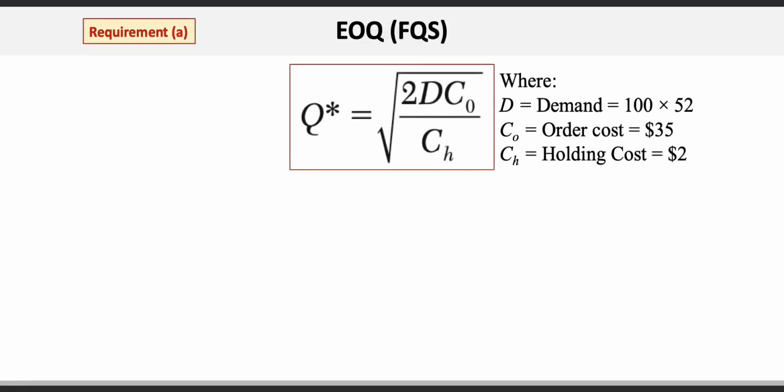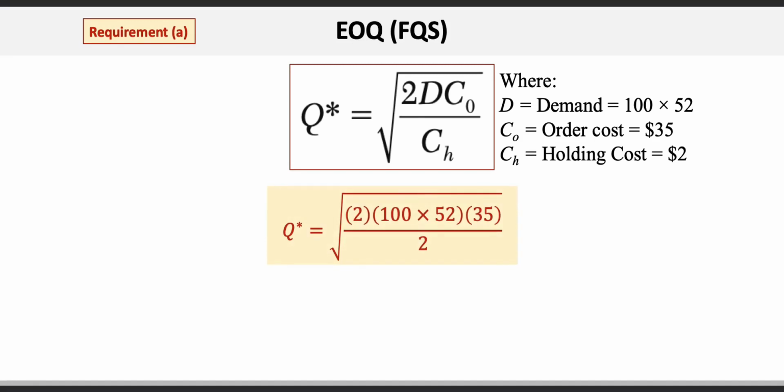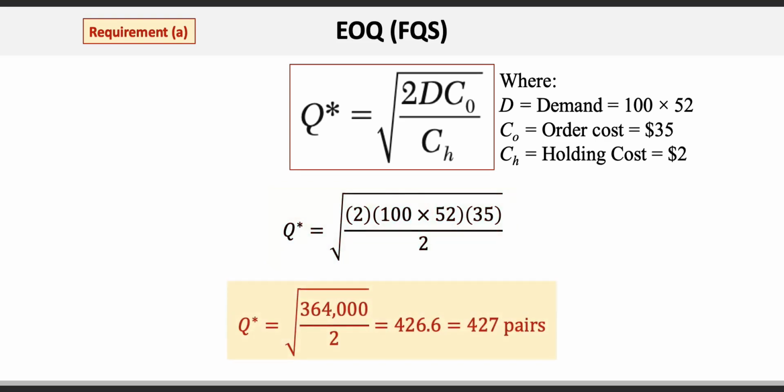Let's start with requirement A, and first calculate EOQ because it's the easiest. The formula for EOQ is Q star equals the square root of 2 times D times CO divided by CH, where D is the demand, CO is the order cost, and CH is the holding cost. Q star equals the square root of 2 times 100 pairs per week times 52 weeks per year times the $35 order cost divided by the $2 holding cost. So Q star equals the square root of 364,000 divided by 2, which equals 426.6 or 427 pairs of shoes.